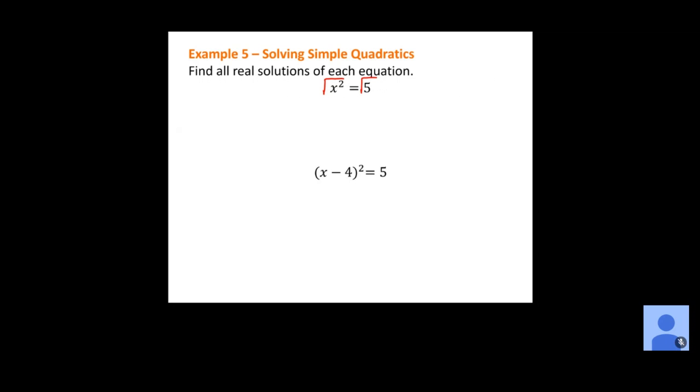The square root of x squared is going to leave us with just x. And then remember, we just said we could get the positive or the negative square root here. So we just have to put a plus or minus square root of 5. We can't simplify the square root of 5, it's not a perfect square. So x equals plus or minus square root of 5 would be our solutions. And notice there are two answers there, positive square root of 5 and negative square root of 5.